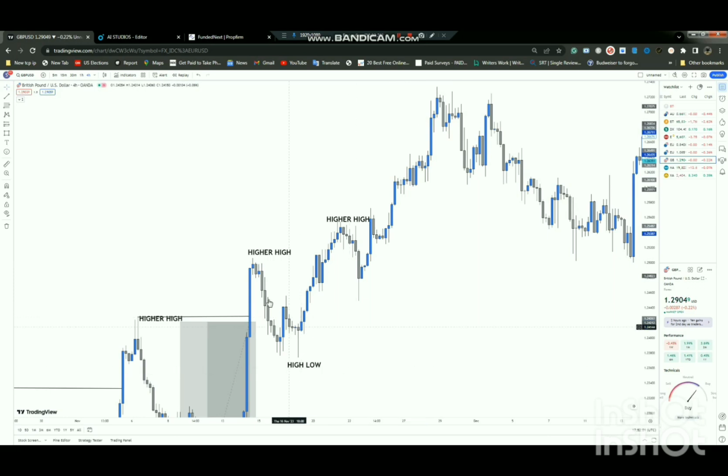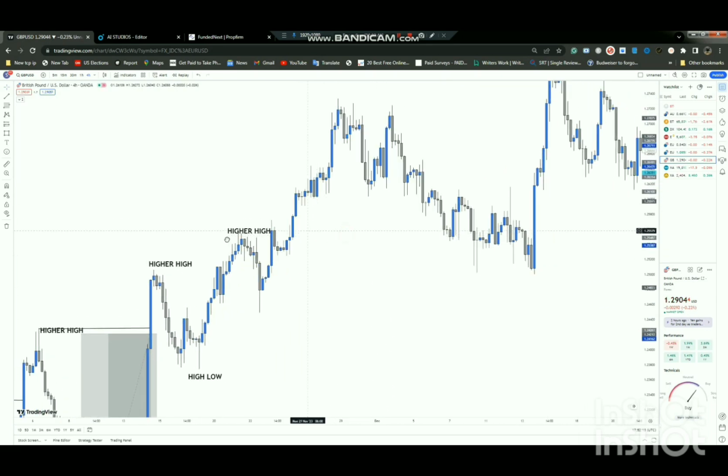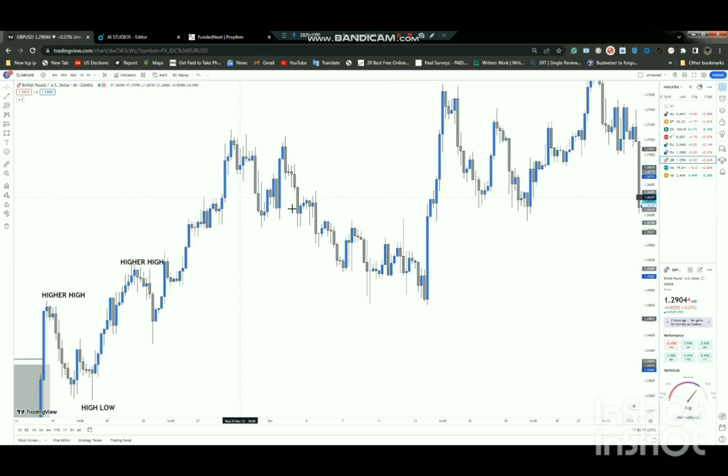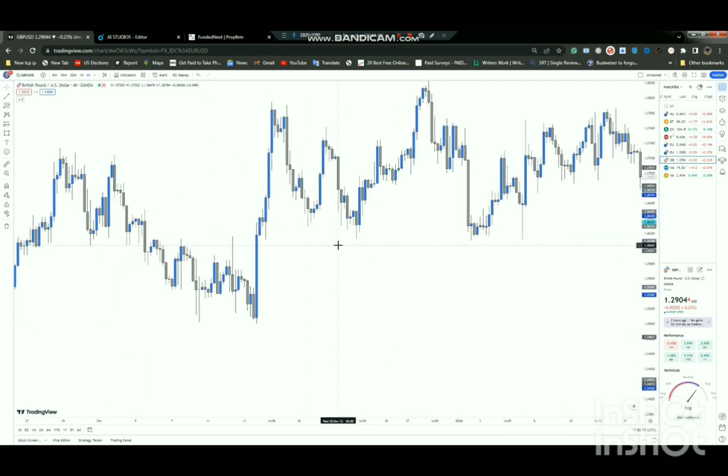Each and every time. Look at this. It created this W. This is an internal change of character. It came back to retrace, then bought. So what happened on the other side is what happens here. Now look at this. The market is now consolidating here. No direction yet. This is what I call consolidation.